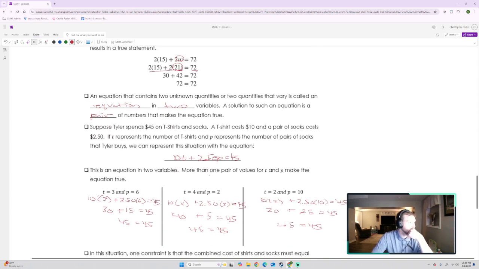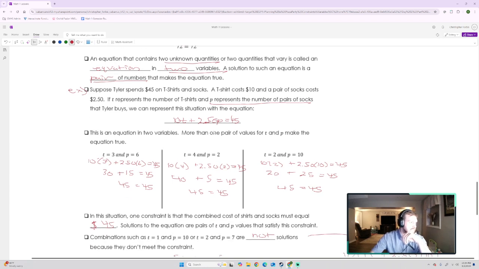An equation that contains two unknown quantities, or two quantities that vary, is called an equation in two variables. Pretty straightforward. A solution to such an equation is a pair of numbers that makes the equation true. So here's an example right here. Suppose Tyler spends $45 on t-shirts and socks. A t-shirt costs $10 and a pair of socks costs $2.50. If T represents the number of t-shirts and P represents the number of pairs of socks that Tyler buys, we can represent this situation with the equation 10T plus 2.50P equals 45.